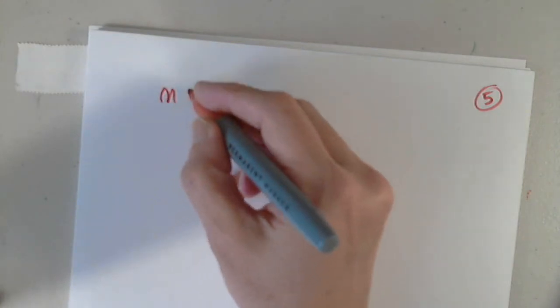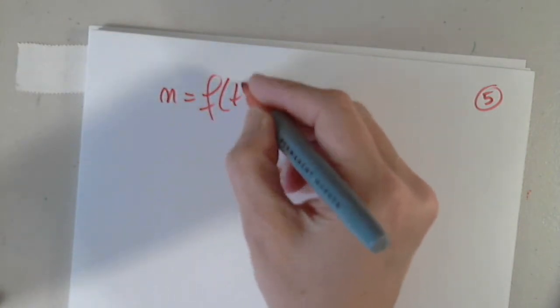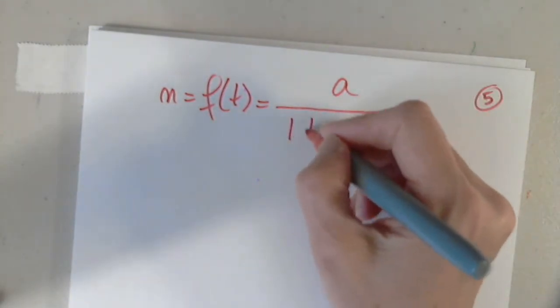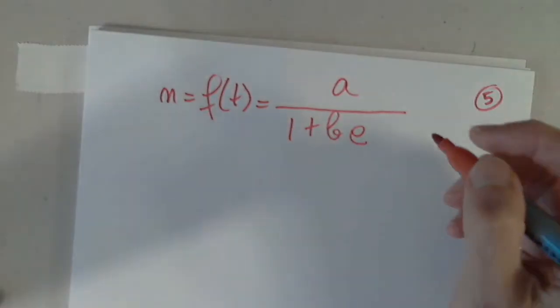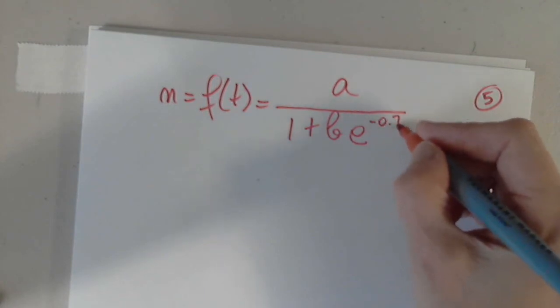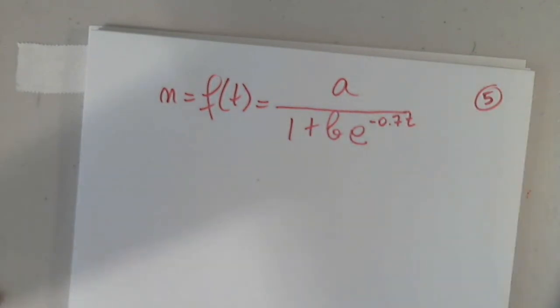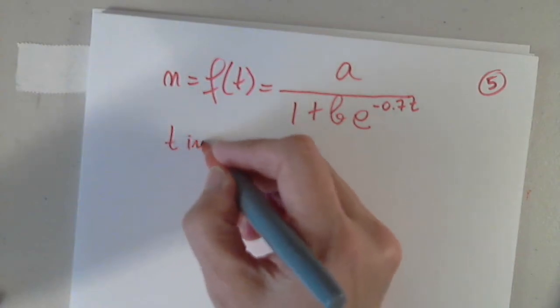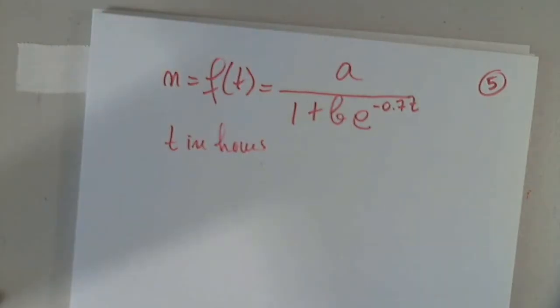So n equals f of t, which is a divided by 1 plus b e raised to negative 0.7t. I'm checking without glasses. Yes, I'm correct. Make sure that I copied it correctly now. t is measured in hours. I have to take those notes. At time t equals 0, the population is 20 cells.